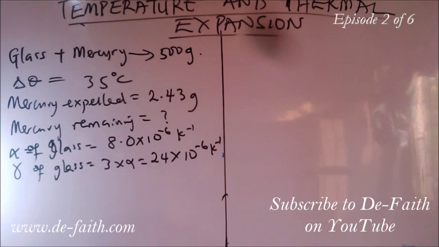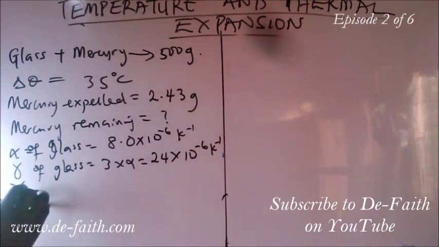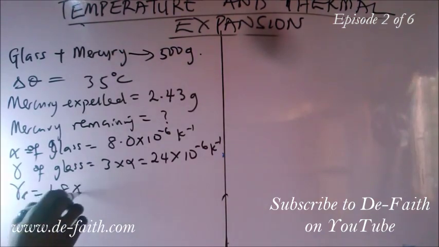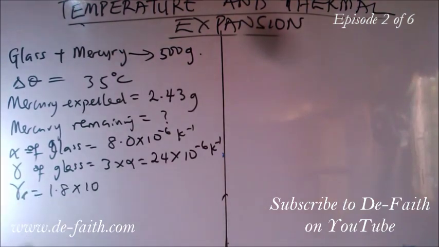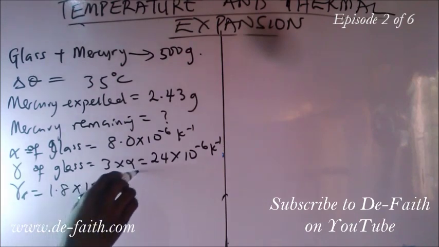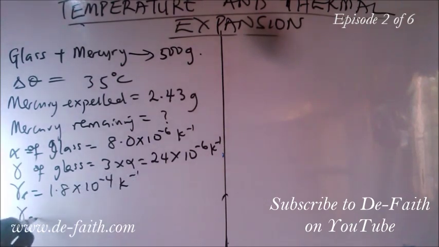Next, we're given the real cubic expansivity. Now, the cubic expansivity we're given there is the real cubic expansivity. That is the expansivity of the mercury, just the mercury. So we're given the real cubic expansivity of the mercury to be 1.8 times 10 to the power of minus 4 per Kelvin. And we are looking for the apparent cubic expansivity.